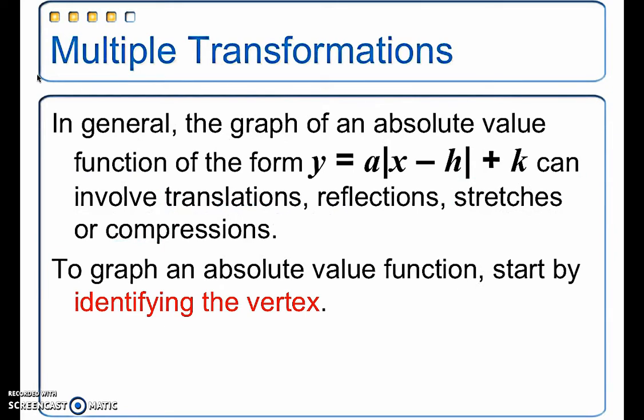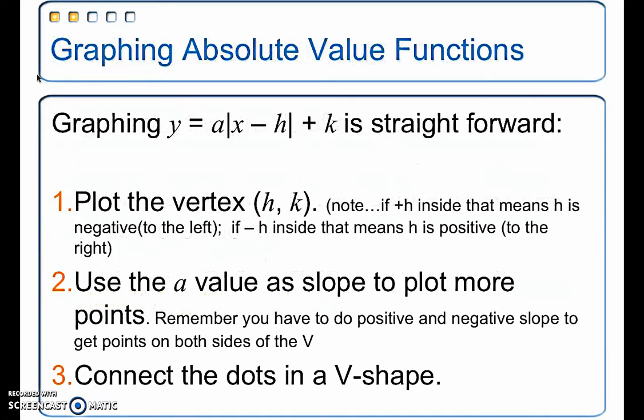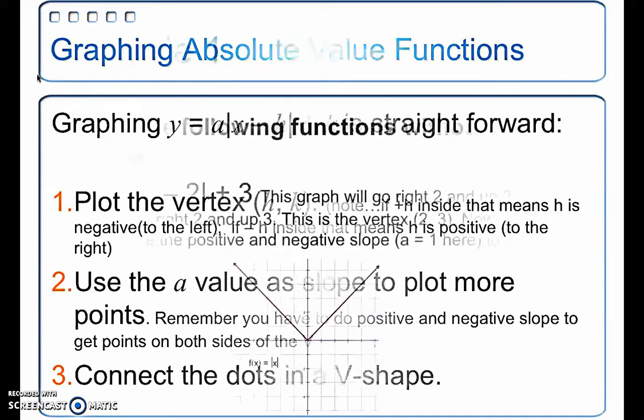In general, to graph these, it's helpful to identify the vertex. You want to plot the vertex, use a to plot the slope, and connect the dots in a V shape. If a is positive, it'll be facing up. If a is negative, it'll be facing down.